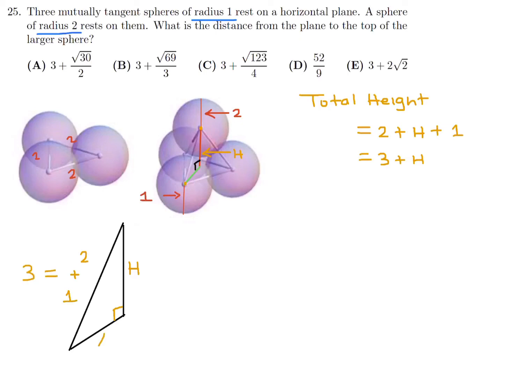And now I just need to figure out this side right here, x. If I can figure that out, I'm set. I can figure out h, and then I'm done with the question. To do that, I have to concentrate on this equilateral triangle. And I'm going to draw that equilateral triangle over on the side here. So there you have it. That's your equilateral triangle.